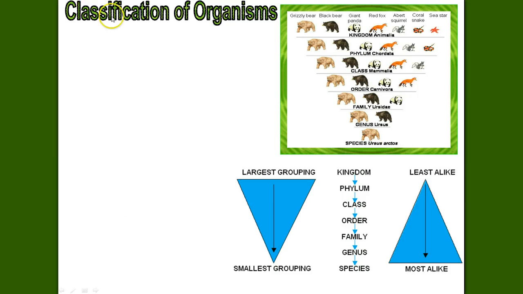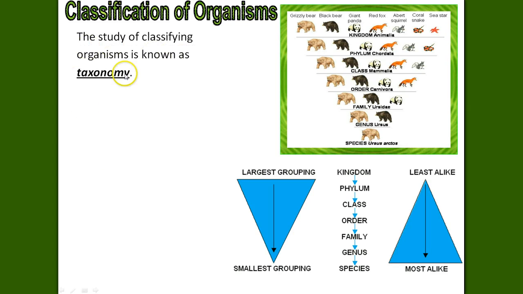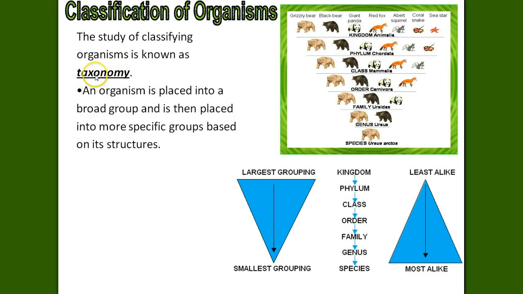Now, we're going to talk about something called the classification of organisms. How are organisms classified? The study of classifying organisms is known as taxonomy. Really weird word because it doesn't seem like it has anything to do with the subject. But a taxonomist is someone who studies taxonomy, or how organisms are classified. An organism is placed into a broad group like this. All of these animals are in the kingdom Animalia. Animalia is the Latin word for animals. So the kingdom is all the animals in the animal kingdom. And then they go into more specific groups based on its structures.